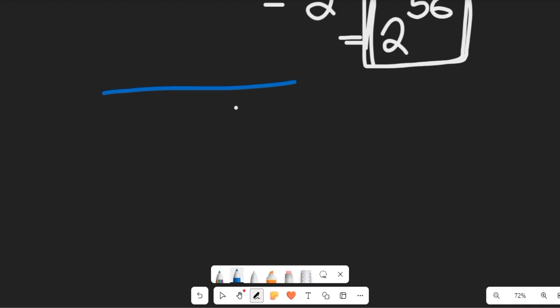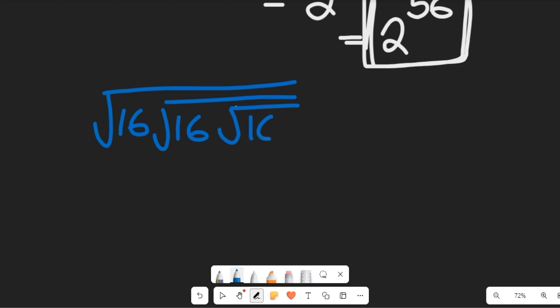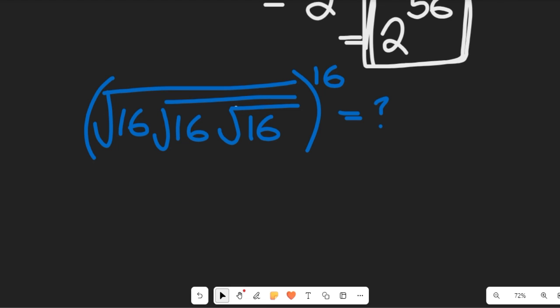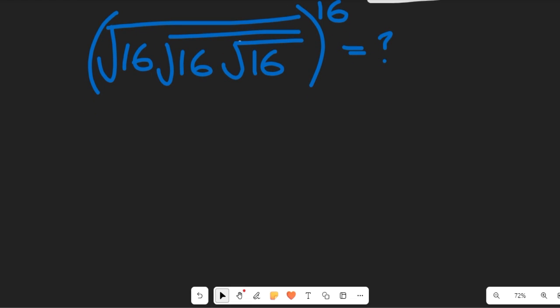From the second method, I want you to recall the question that was given to us. We are given the first square root of 16 multiplied by the second square root of 16 multiplied by the third square root of 16, all to the power of 16, and we are asked to simplify this for a solution. Now I'm going to apply one simple law of indices to simplify this.